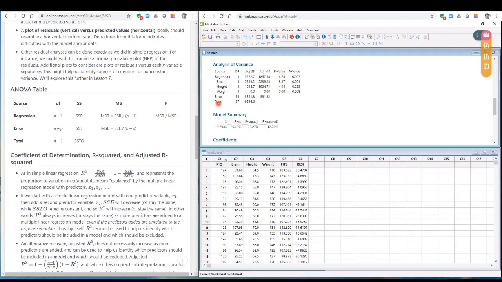And then we've got the total row for the analysis of variance table. So if you were to add the degrees of freedom, 3 plus 34, you'd get 37. You add the regression sum of squares to the error sum of squares, you'd get the total sum of squares.